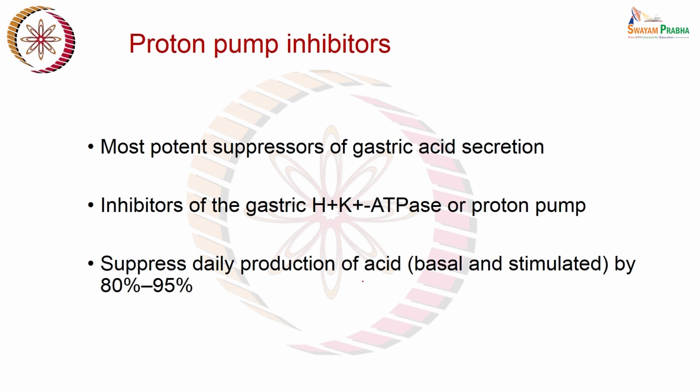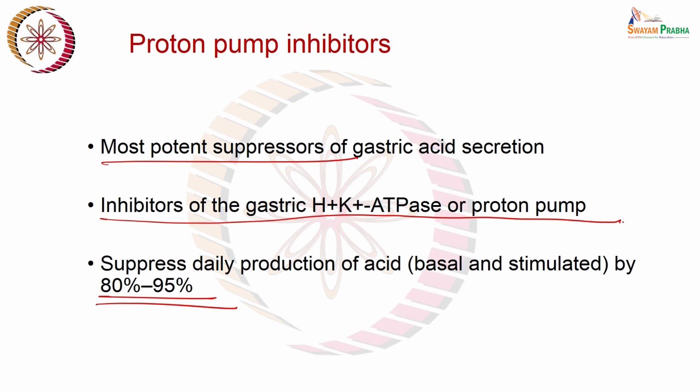If you just see the diagram, this is the ultimate pump which causes a release of acid. So, this is the most potent suppressor of gastric acid secretion, and the suppression is 80 to 95%. This is a gastric proton pump inhibitor. The three cardinal features are that this is the most strong proton pump inhibitor, blocks acid secretion up to 95%, almost negligible is present, and this is the most potent.